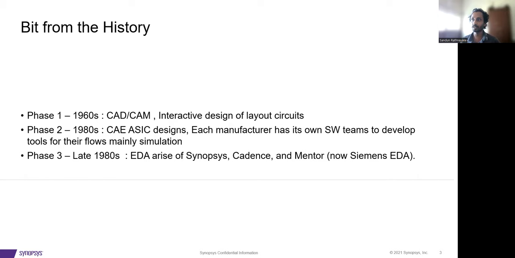That is the start of the EDA concept, but the difference is that each design company had its own software team, focusing mainly on simulation: whatever hardware, how it will be, they simulate and see. In the late 80s, some EDA companies arose with a concept: why does each individual design company need a software tool developer? Why can't a generic company provide tools which can be used by any company? This is the era of EDA arising. As I mentioned, the three big players, Synopsys, Cadence, Mentor, now Siemens, started operation in the 80s. Synopsys has already completed 35 years in operation.